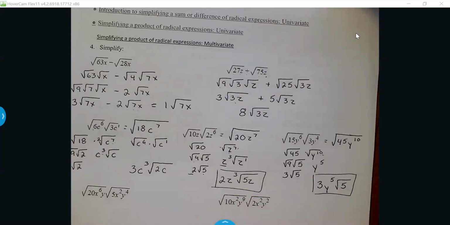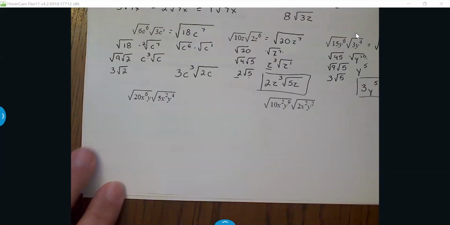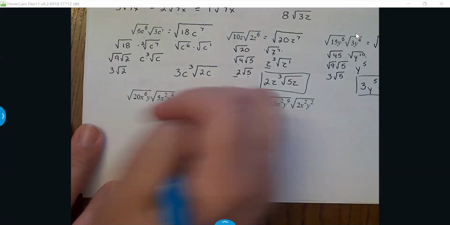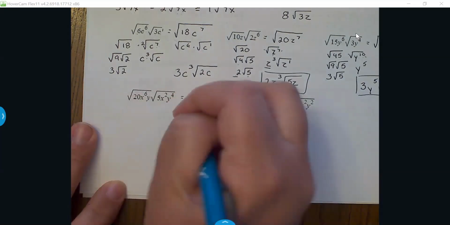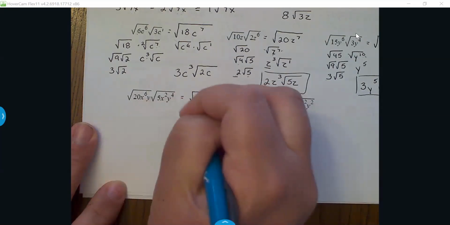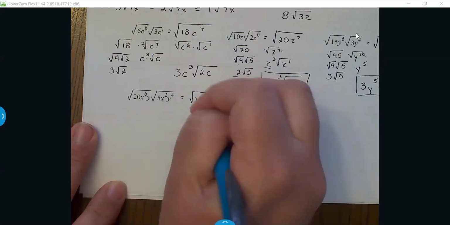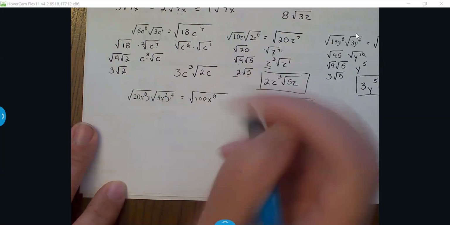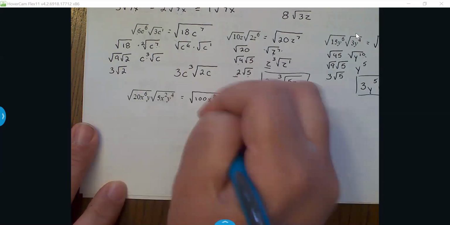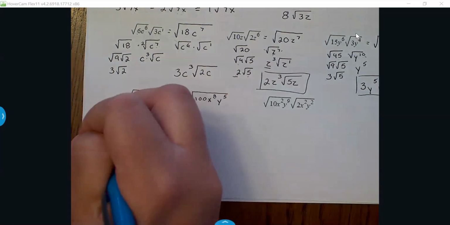Next, I have the same exact thing, except I'm dealing with 2 variables. So I multiply them together. So this would become the square root of 20 times 5, which is 100. Then x to the 6th times x squared would be x to the 8th. And then y times y to the 4th would be y to the 5th. Okay, so I have to look at these 3 different parts.